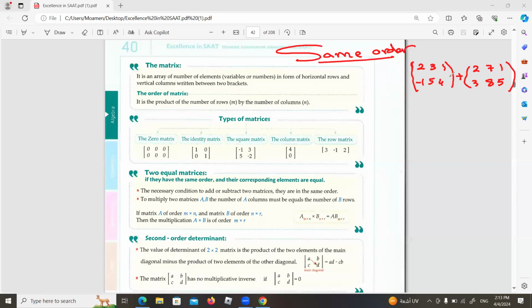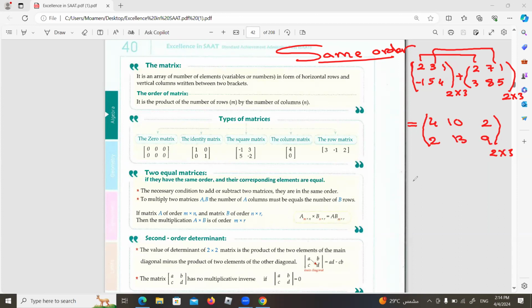So I check. The order of the first matrix is 2 rows and 3 columns, so 2 times 3. The order of the second matrix is the same, 2 times 3. So I can add or subtract, and the result will be of the same order, 2 times 3. Start to add the corresponding elements. 2 plus 2 equals 4. 3 plus 7 equals 10. 1 plus 1 equals 2. -1 plus 3 equals 2. 5 plus 8 equals 13. 4 plus 5 equals 9.